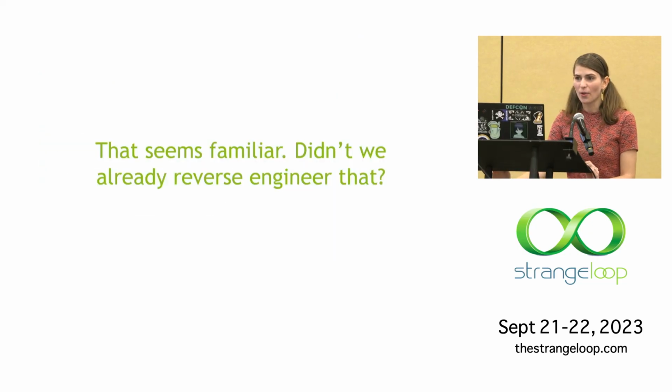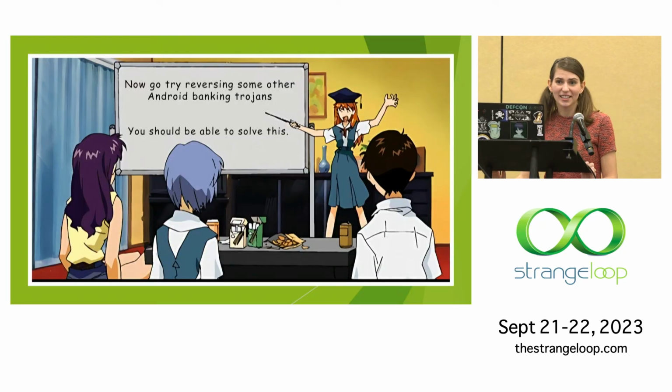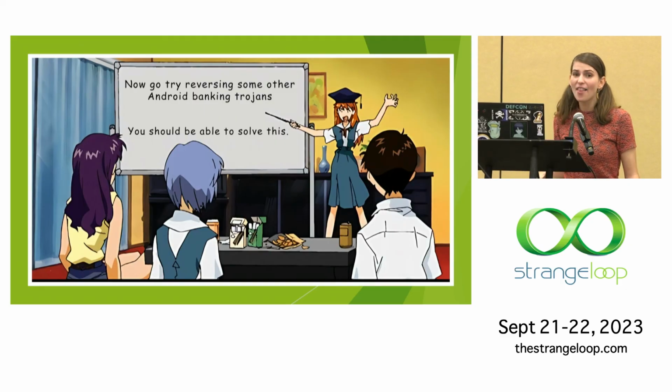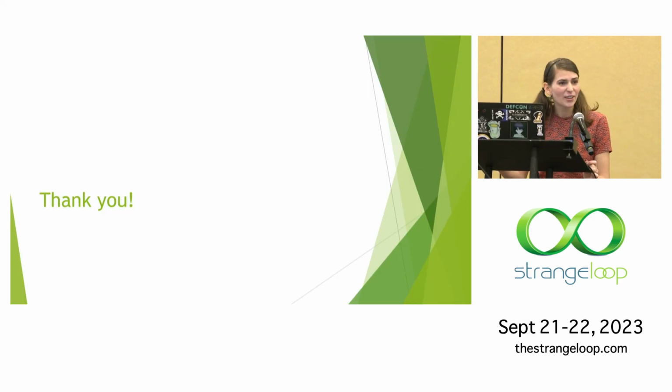So you might be thinking, well, that seems familiar. Didn't we already reverse engineer that? And you will be happy to know we did. So if you're able to reverse engineer this application, you should be able to reverse engineer potentially thousands of different applications that are in the wild, that are infecting users, and trying to steal their banking credentials and drain their actual bank accounts. So now go try reverse engineering some Android banking Trojans, and you should be able to solve this. Thank you, everyone.